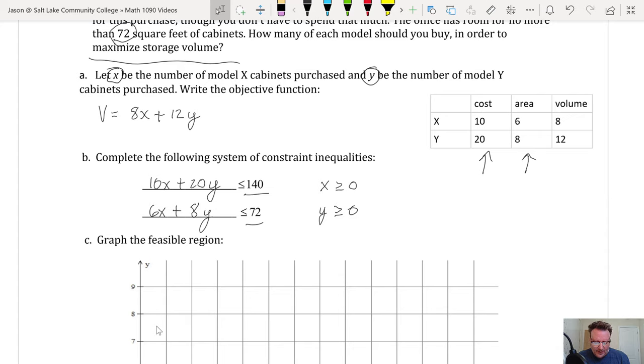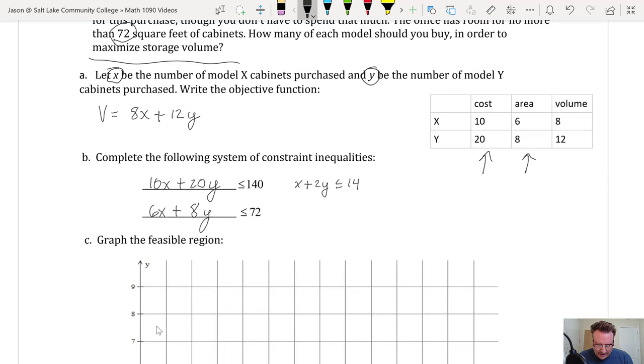So we want to graph the feasible region. I'm going to get rid of these right here, and I'm going to solve these two inequalities for y. Let's see, what do I get here? For the first one, you know what? Before I do that, I'm just going to divide everything by 10. And I get x plus 2y is less than or equal to 14. That's a much nicer inequality to work with.